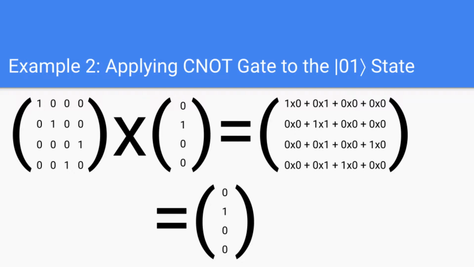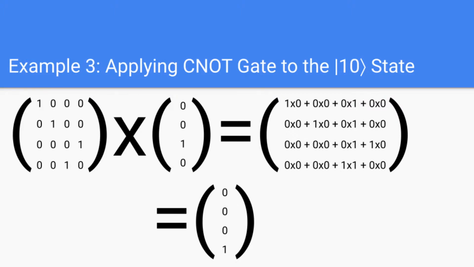When we add all of these values up in each row, we get back the matrix 0, 1, 0, 0. This means that we have a 100% chance of collapsing into the state 0, 1 when measured, which is correct, as our control qubit is 0, our target qubit is 1, so therefore the target qubit is left unchanged, and we would get back the state 0, 1.